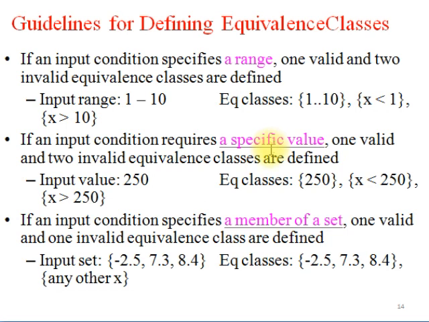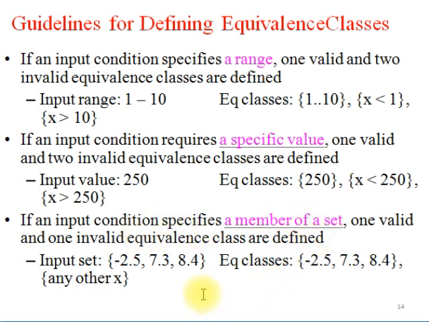For example, if you have a specific value, say my value is 250, then 250 is a valid input. Any number which is less than 250 is an invalid input, and any number which is greater than 250 is also an invalid input. And the third guideline is a member of a set.